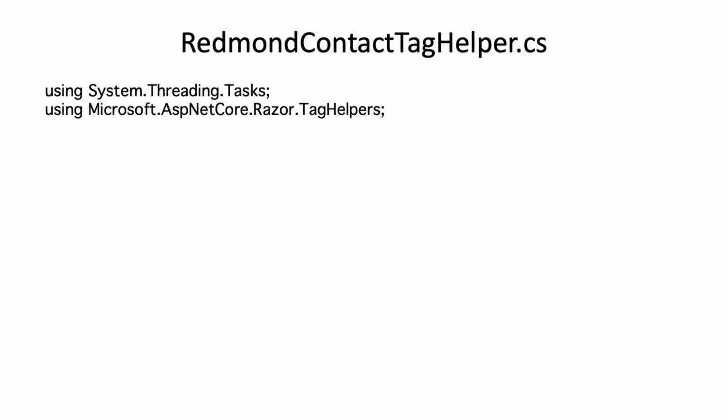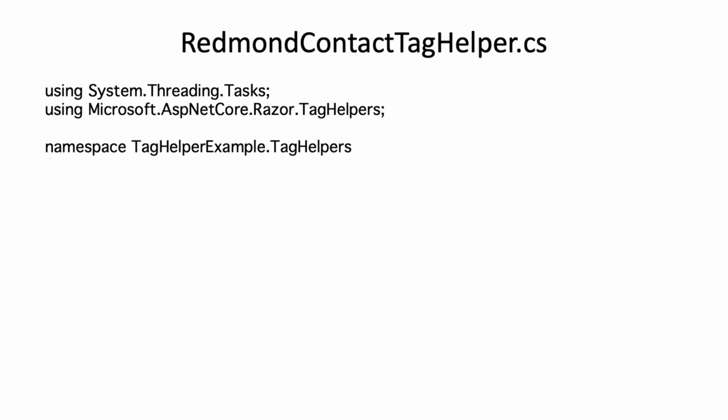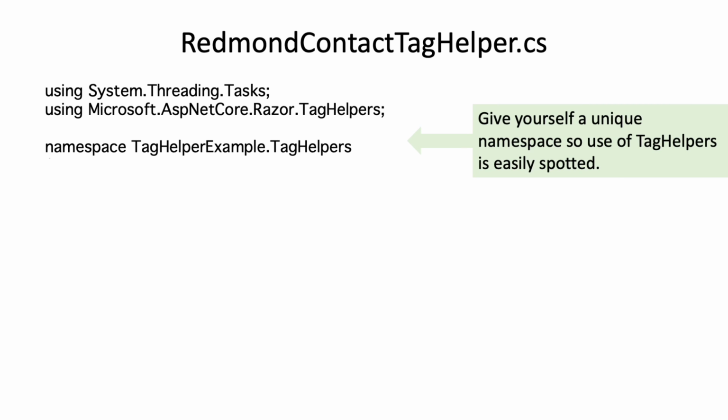So now we're going to look at the tag helper itself, and I've called mine the Redmond contact tag helper because it produces the Redmond address when you look at one of the default web pages. So it's going to start. We're going to be using both threading tasks and the tag helpers. Tasks are because Razor can be asynchronous or synchronous. I don't use the asynchronous, so perhaps I could do without that. But you definitely need to make sure that it knows how to use tag helpers with using Microsoft.AspNetCore.Razor.TagHelpers. Then we're going to need a namespace. Give yourself a unique namespace so use of the tag helpers is easily spotted in your other files.